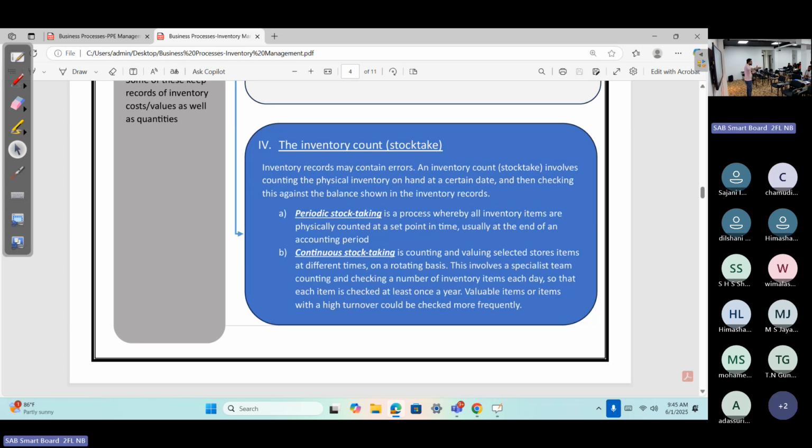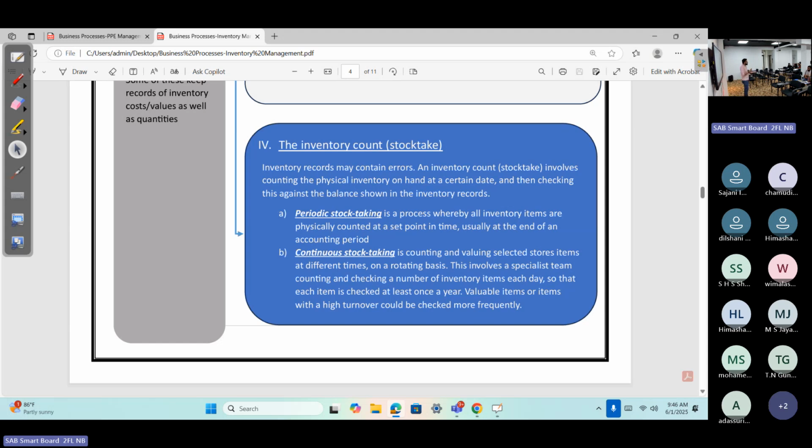Now, the production department requires certain raw materials to make finished goods. If the production department needs raw materials, at that time, the production department should send one document called material requisition note, MRN.